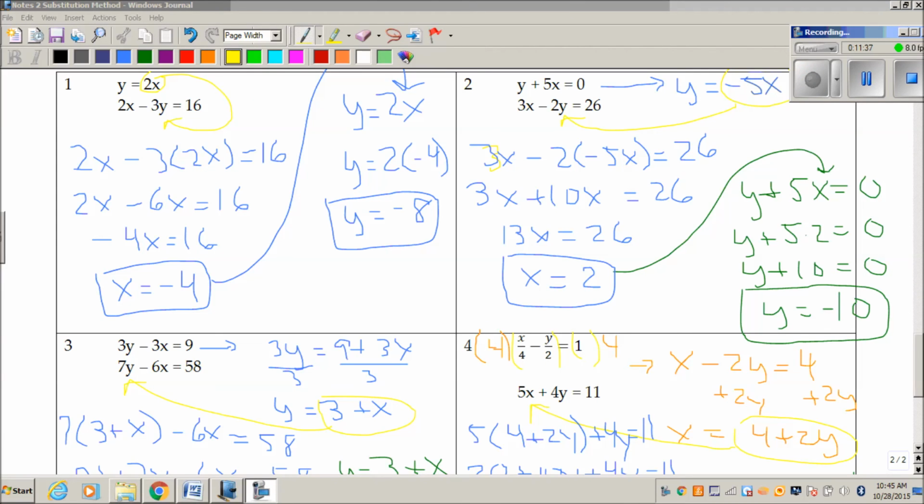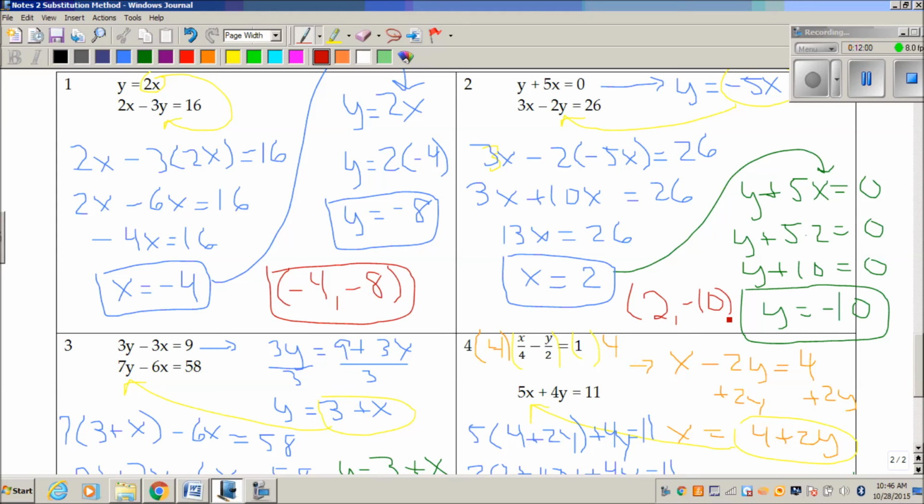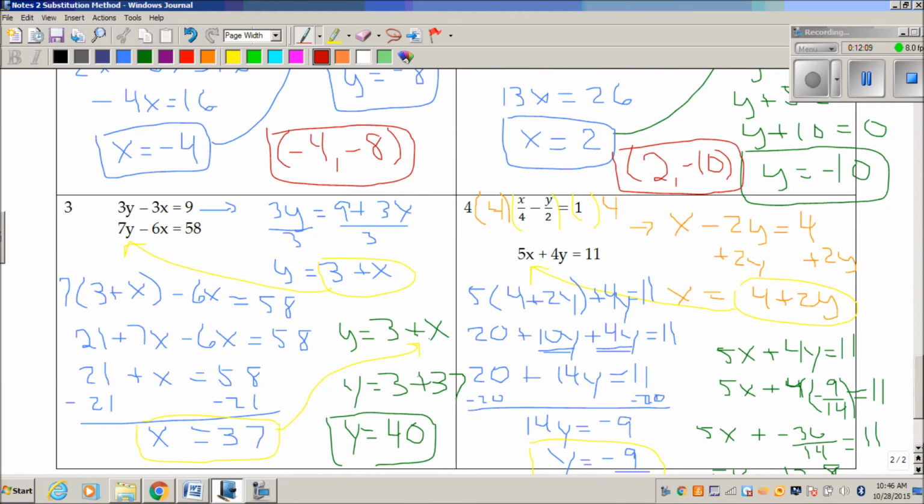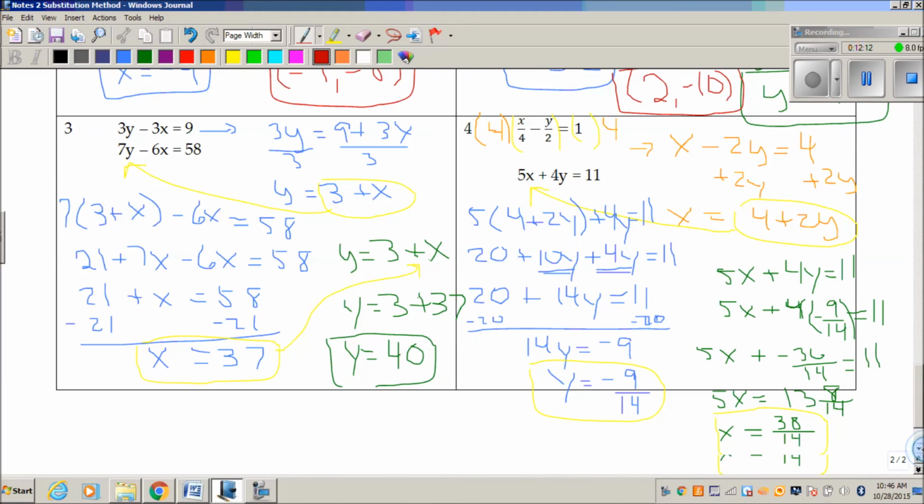Okay, now that you've had a chance to try these problems, you can see that example number 1, the solution was negative 4 comma negative 8. Or you can write it as x equals negative 4, y equals negative 8. And I showed my work. You can press pause now and follow the steps. Number 2 was 2 comma negative 10, or x equals 2, y equals negative 10. Number 3 was 37 comma 40. Or you can write x equals 37, y equals 40.